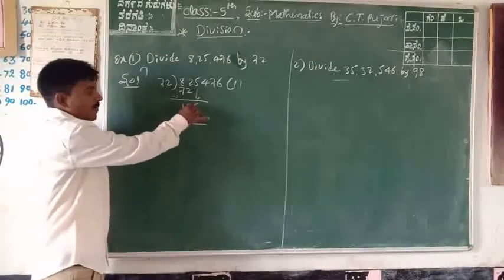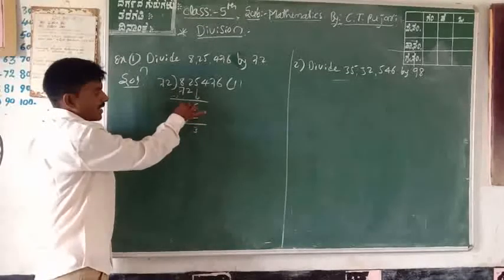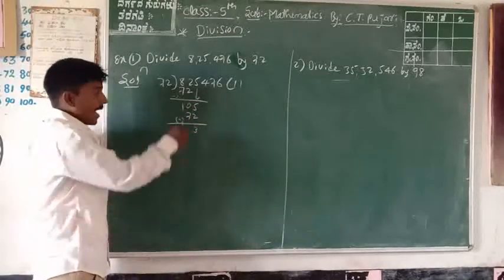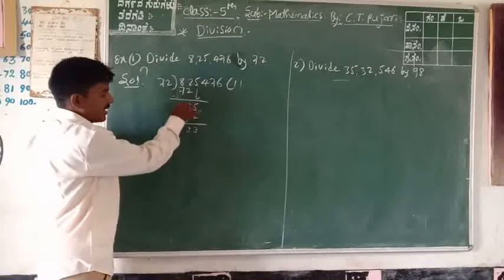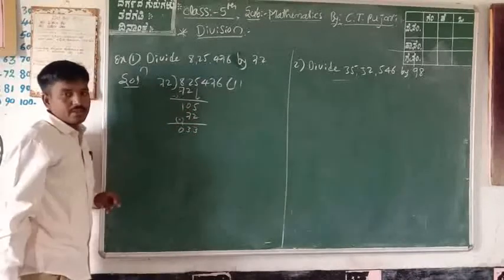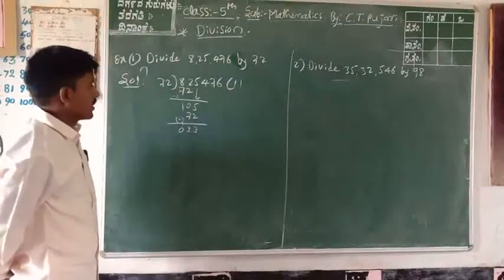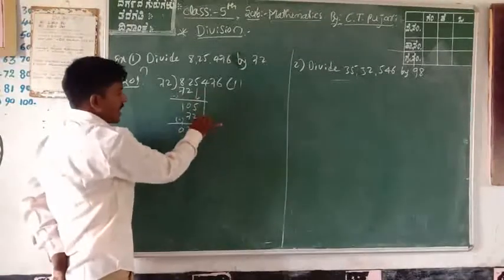Again minus. Therefore 5 minus 2 is 3. You can take carry 1, that is 10. 10 minus 7 is 3. That is 0. Got it? Then again you can take 4 down.